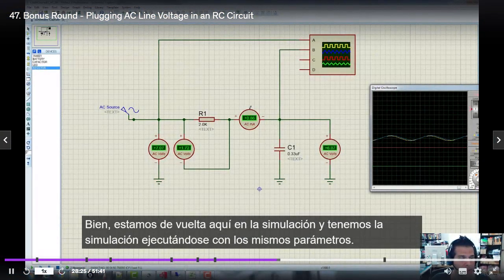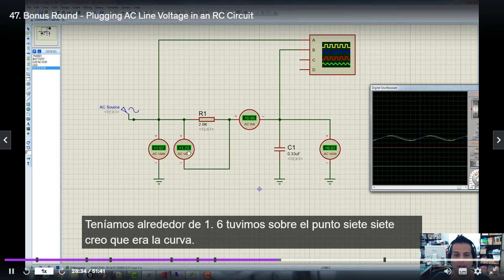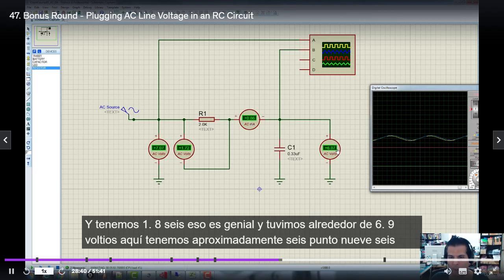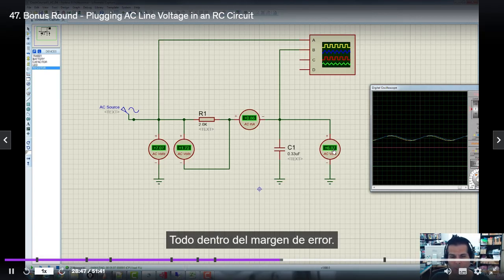Okay, so we're back here at the simulation, and we got the simulation running with the same parameters. And sure enough, take a look. We got 1.72 volts. We had about 1.6. We had about 0.77, I think, was the current, and we got about 0.86. That's great. And we had about 6.9 volts here, and we got about 6.87, all within margin of error.